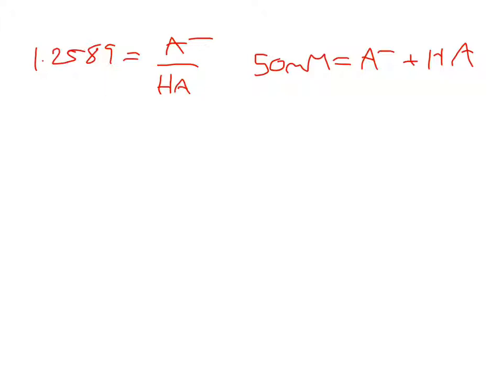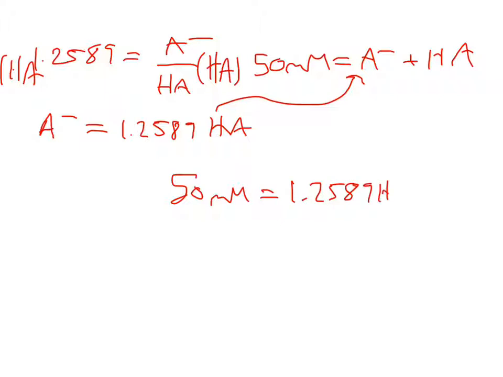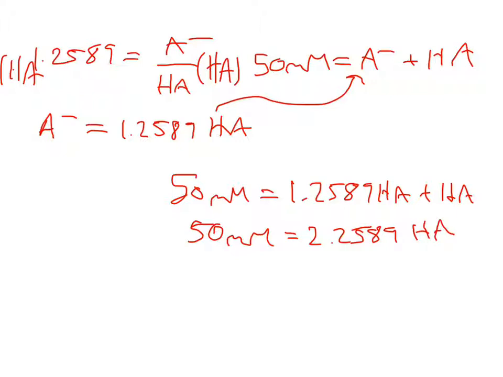So again, I like to multiply by HA on both sides of the ratio equation. So our A is equal to 1.2589 HA. And then I'm going to plug that in here for A. 50 millimolar is equal to 1.2589 HA plus HA. So 50 millimolar is going to be 2.2589 HA. Cool. And then we want to solve for HA. We'll divide both sides by 2.2589.